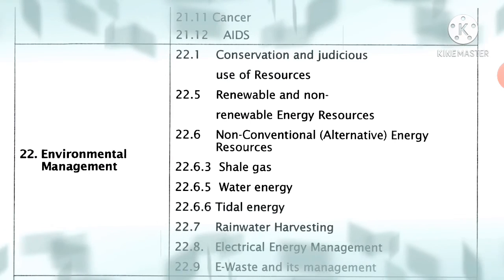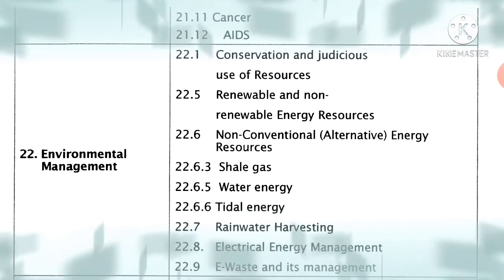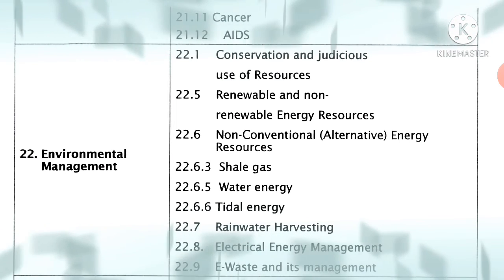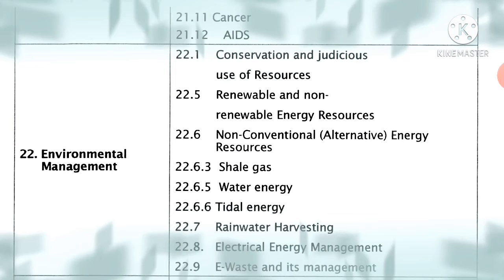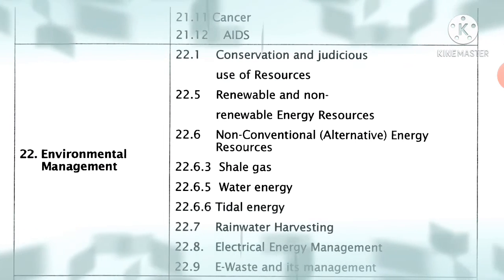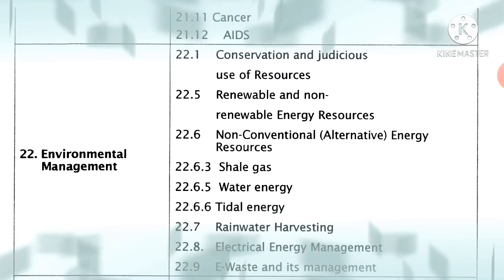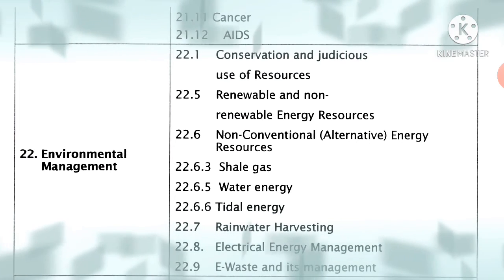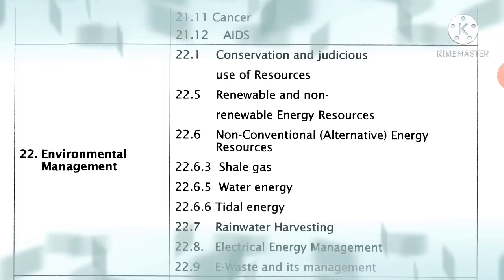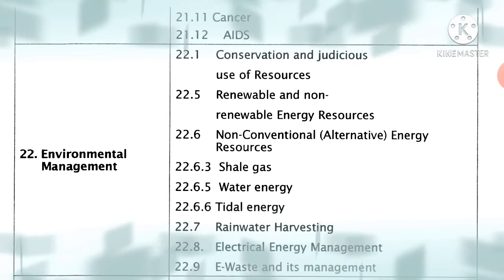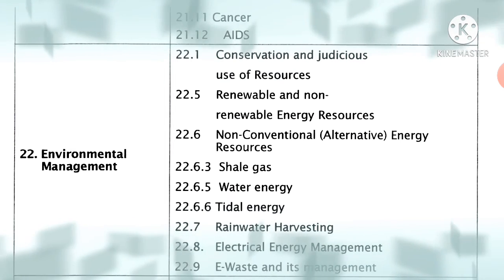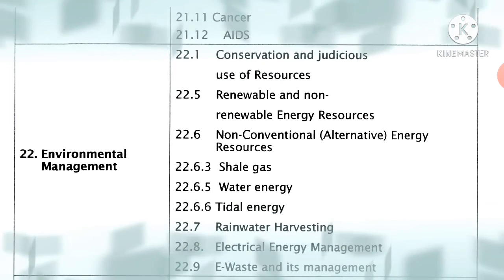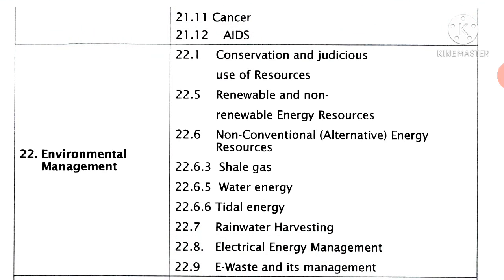22.1 Conservation and judicious use of resources. 22.5 Renewable and non-renewable energy resources. 22.6 Non-conventional or alternative energy resources. 22.6.3 Shale gas. 22.6.5 Water energy. 22.6.6 Tidal energy. 22.7 Rainwater harvesting. 22.8 Electrical energy management. 22.9 E-waste and its management.